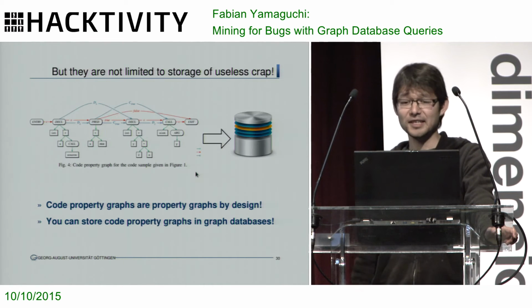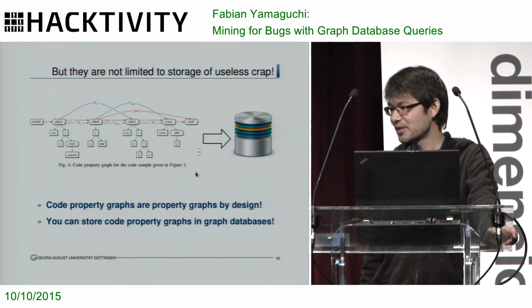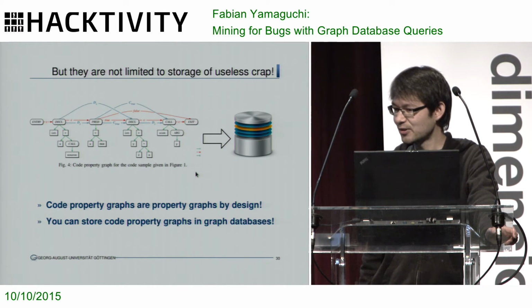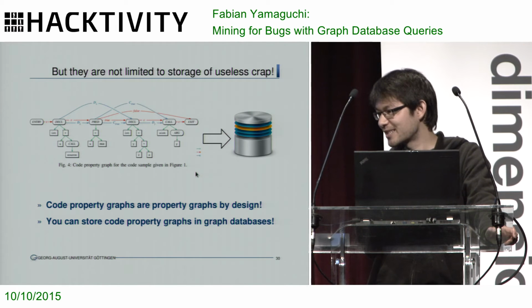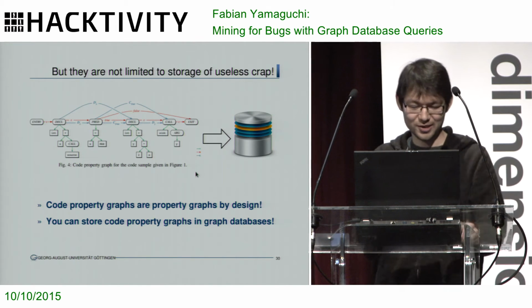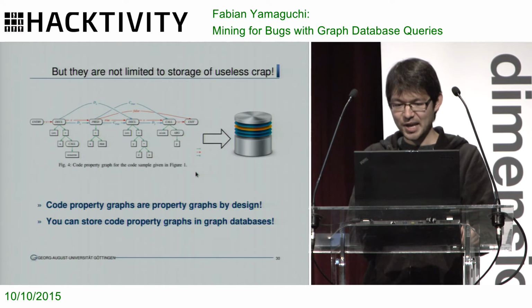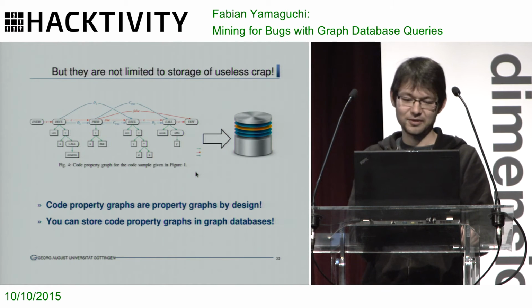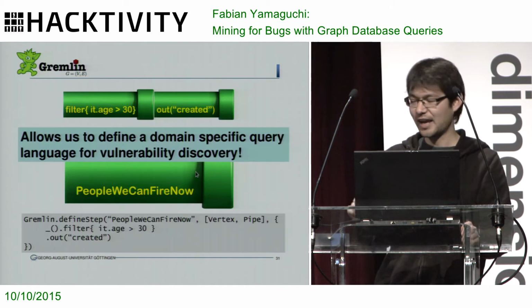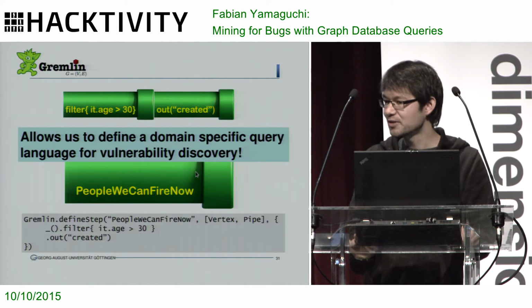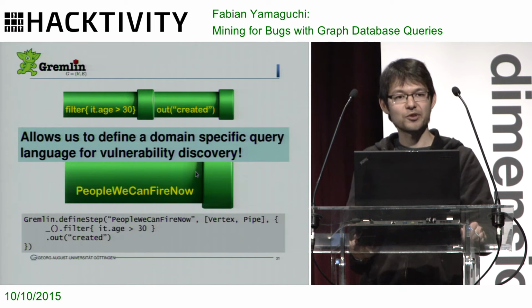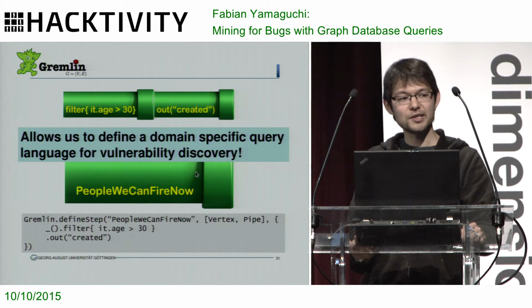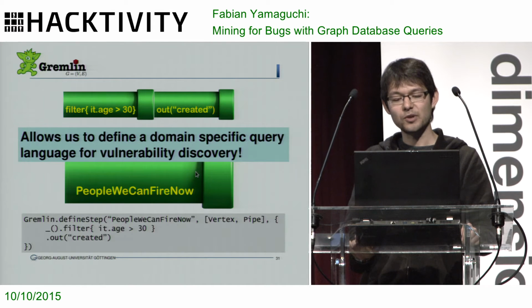Well, the nice thing is you don't have to store useless crap in graph databases. You can also store, for example, the code property graph in a graph database, because by definition, of course, that's how it was supposed to be built, it is a property graph. Okay? And then once you do that, you can use this stored procedure trick to actually build a domain-specific query language for vulnerability discovery, where you encode all of your ideas of what kind of things you would like to check for.